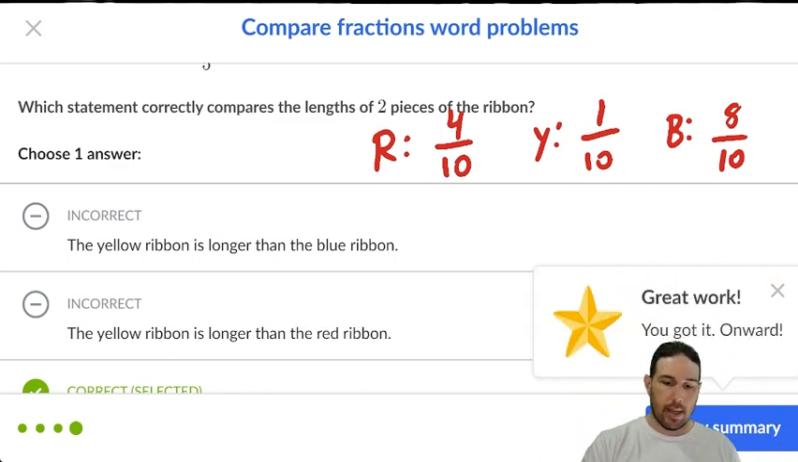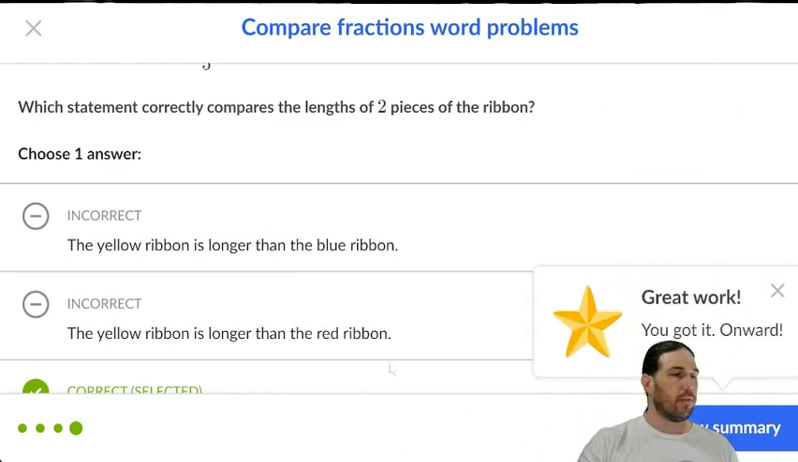Not bad at all. Moving right along, that was compare fractions word problems. We're making great time. Let's continue.